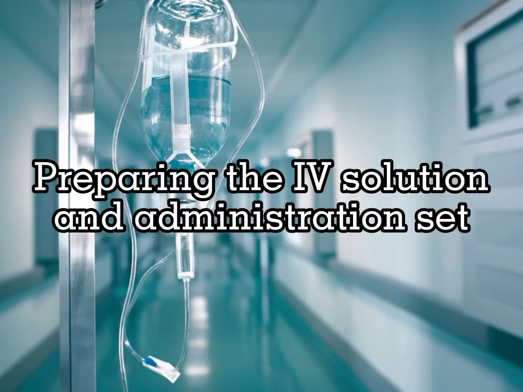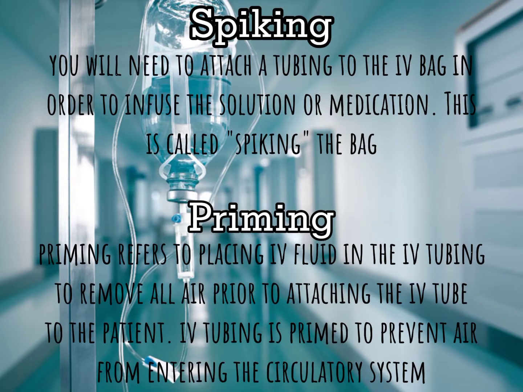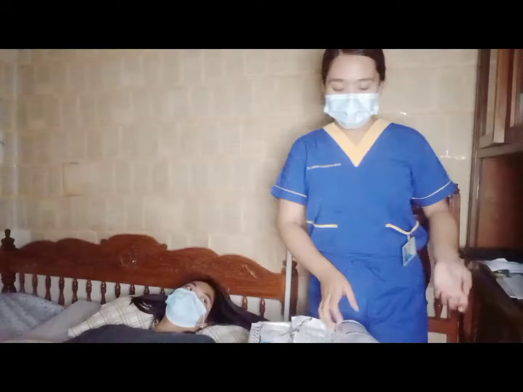Preparing the IV solution and administration set is spiking. You will need to attach a tubing to the bag in order to infuse the solution or medication. This is called spiking the bag. Priming refers to placing IV fluid in the IV tubing to remove all air prior to attaching the IV tube to the patient. IV tubing is primed to prevent air from entering the circulatory system.